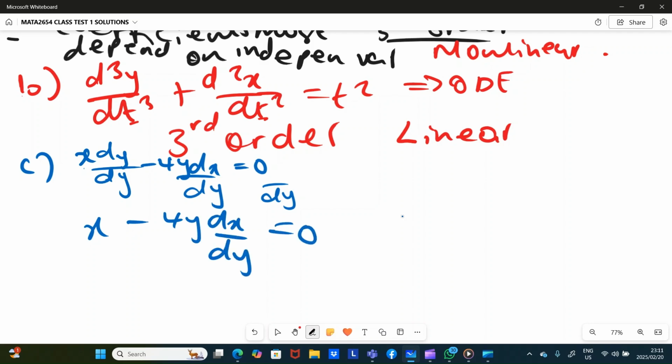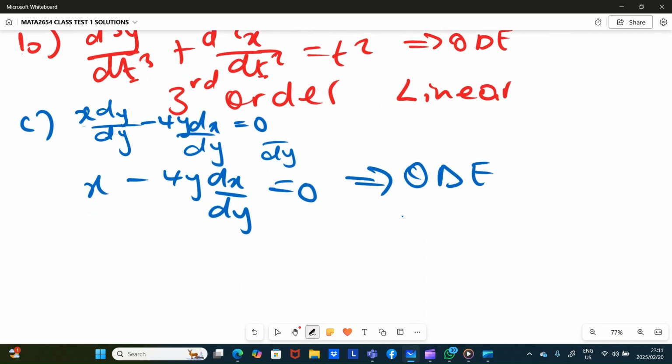equals 0. So now we can go and check whether this is an ordinary differential equation or a partial. From the notation we see that it is basically an ordinary differential equation. So we are done for the first part. Now what is the order of this? We see that we have a first derivative. That tells us it's a first order differential equation.